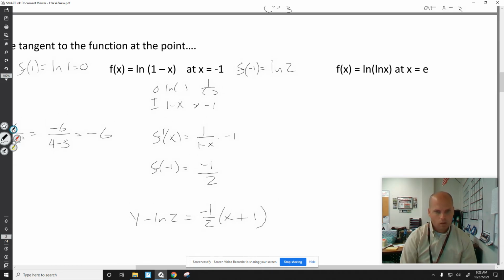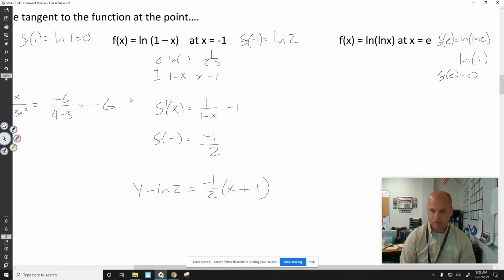Good one. Watch what happens when I plug in e. I get log of e. The log of e is 1. The log of 1 is 0. So I have the point (e, 0), another 0 point, but you got to make sure you know how to get there. Now watch this derivative.